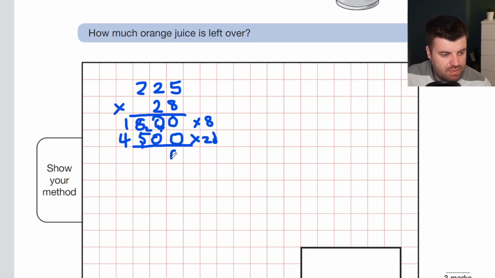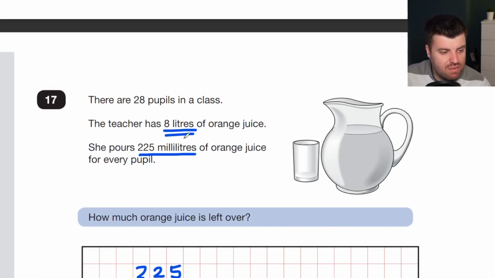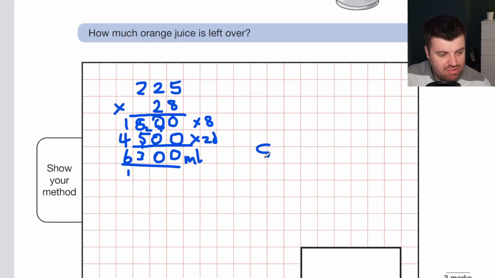So let's add this up and find the total amount of juice that the teacher gave out. 8 plus 5 is 13. We have 6,300 milliliters. Now let's see how many she had to start with. 8 liters. Here's a problem. Different units. Just change this into 8,000 mil. Once we've got 8,000 mil, we can subtract 6,300.